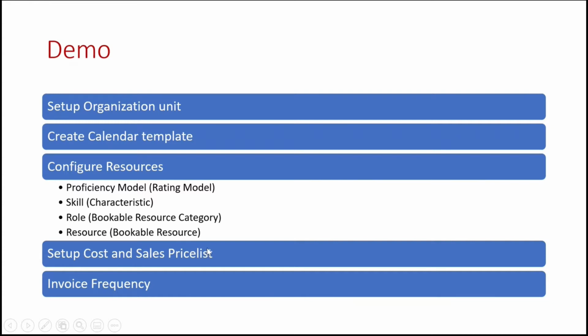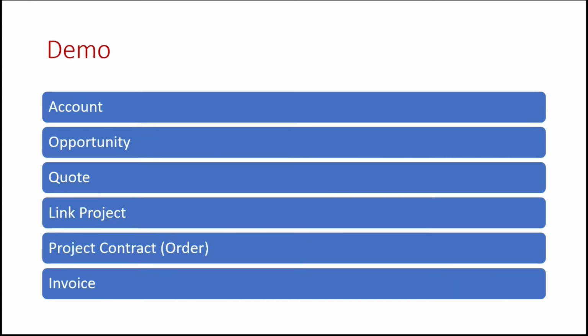Till now, in our customer service model and sales model, we were discussing only a single price list. We have not discussed two price lists, but here we need to have two: one is the cost price list, and the other is the sales price list. We will also have invoice frequency, so whether we need to bill the customer every month, every week, every quarter, or based on the milestone, we will set up here. These are all the configuration or initial setup part of project service automation.